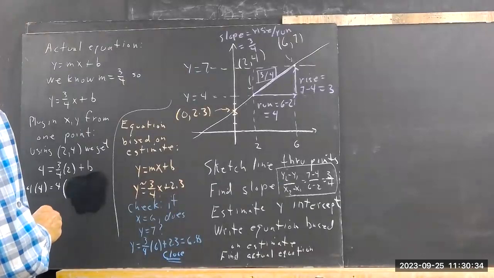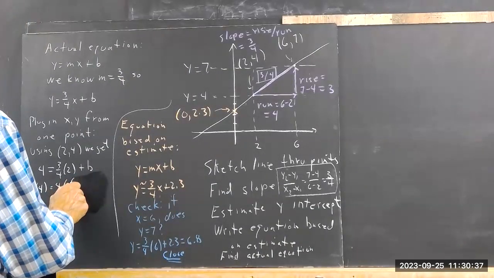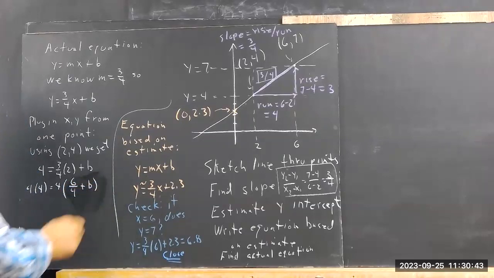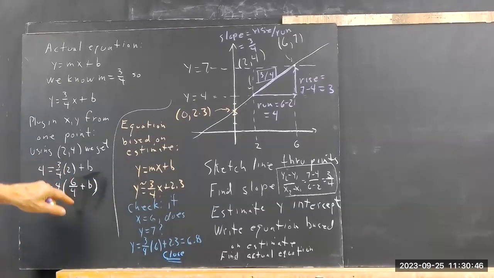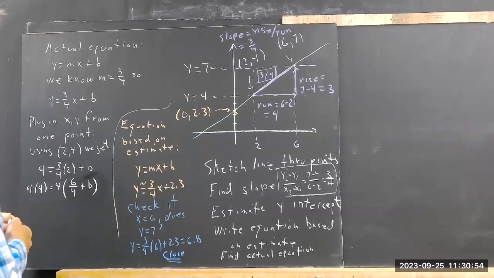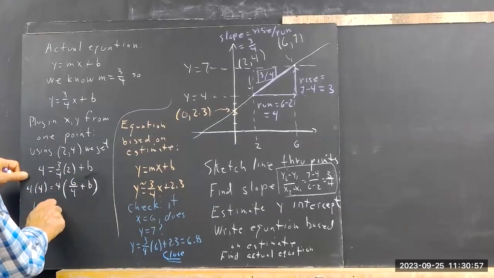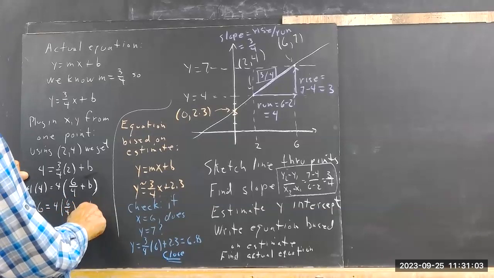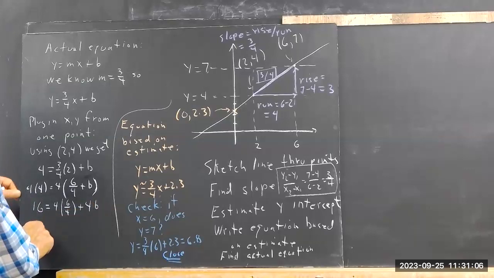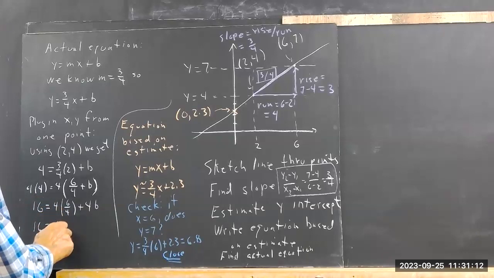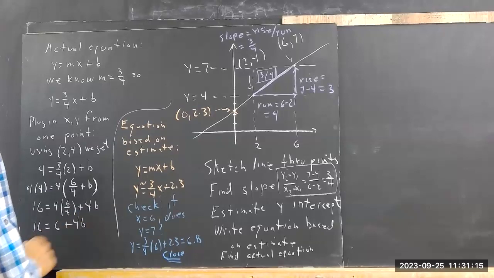Okay, so y equals 4 times 6/4 plus b. Now, of course, the 6/4 could have been reduced to 3/2, but since we're multiplying both sides by 4, before we reduce the fraction, this is what we're going to do. Okay, so 4 times 4 is 16, and that's 4 times 6/4 plus 4 times b. So 16 equals what? The 4 here is divided by the 4 here, leaving us 6 plus 4b.